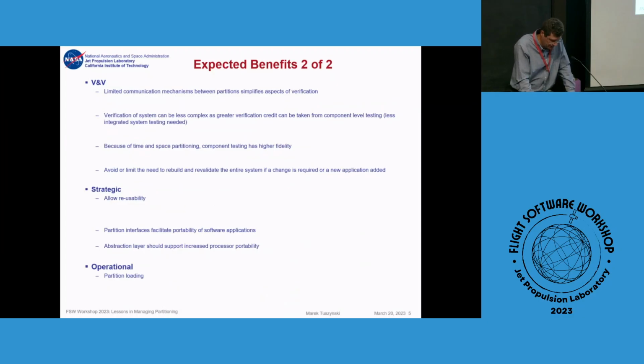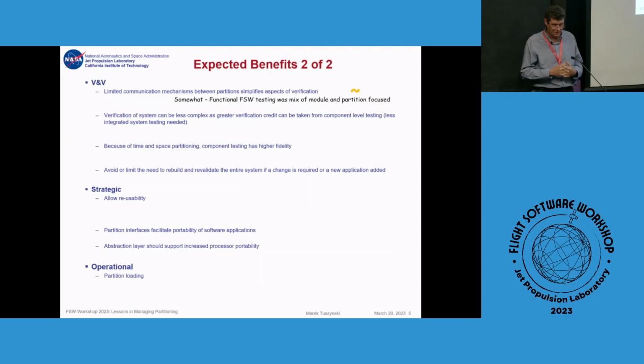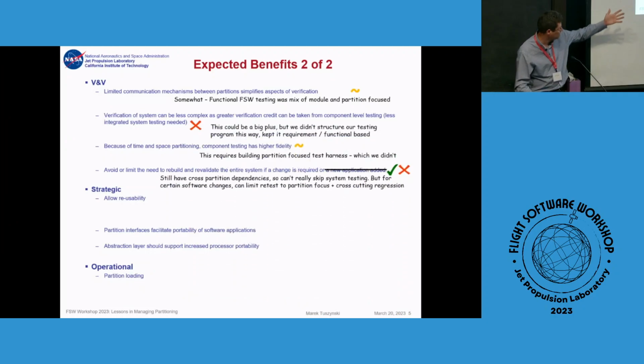Okay, second set of benefits here. V&V. You have a limited communication mechanism between partitions, and again, that should simplify your verification. You can build a partition and actually test it as a partition. We didn't do that. This was a big step, and we knew how to do V&V very well, and you sort of have to fall back on what you know and get the job done, because you still have to deliver the spacecraft. They did a lot of new things, especially with tooling and automated regression. But maybe these sets go together, so I'll put them up together.